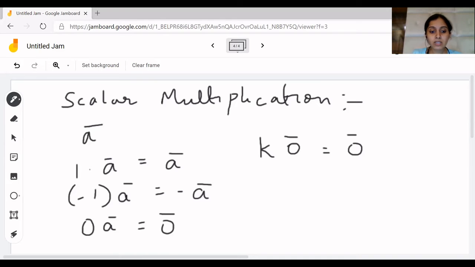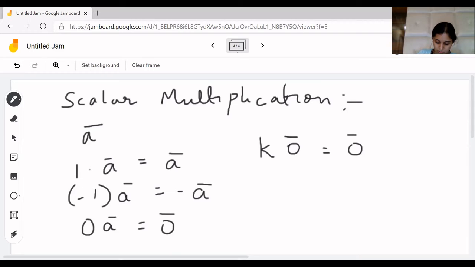So now what does this mean? A vector can be multiplied by a scalar, by a negative scalar, by 0, and what if the vector is a zero vector? The first one, 1 into a bar, gives a bar; minus 1 into a bar gives minus a bar; 0 into a bar, that is multiplying 0 as a scalar quantity with a vector, the answer is 0 bar. Then k into 0 bar is again the zero vector. So we have to remember this while doing scalar multiplication.